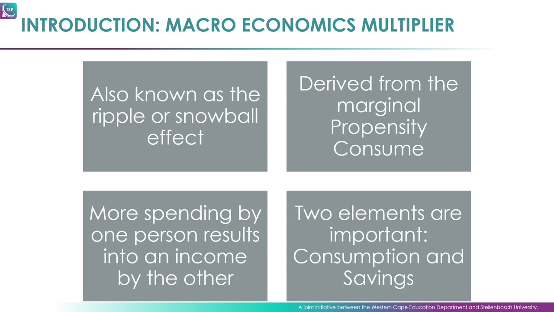Now, the more spending that one person does, that spending then results in an income for another person. Again, I'll go back to my 100 rand example. We said that the 60% is being used up. So that 60%, which is 60 rands from that 100 rand, is going to be an income to someone else from whom I've bought goods and services. So that's why it says there, the more spending by one person results in an income to the other person.